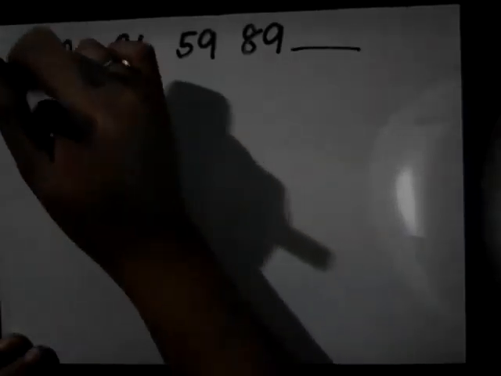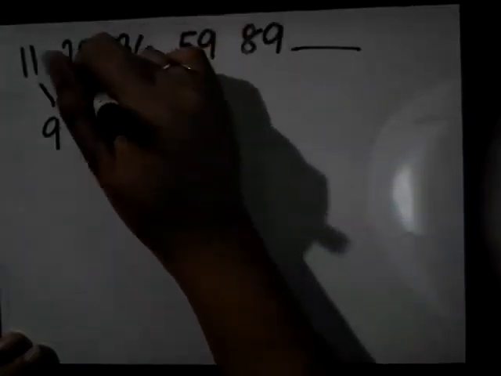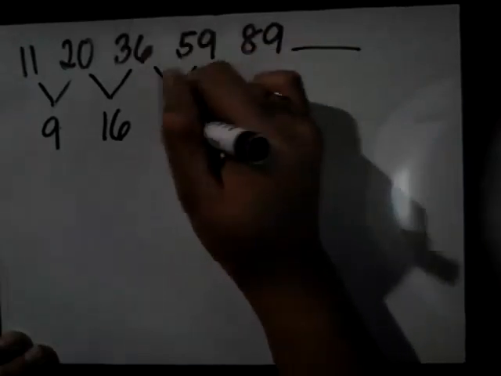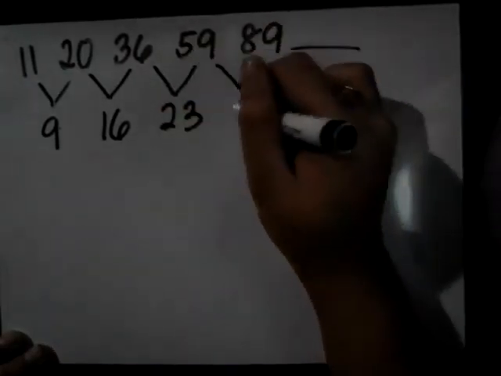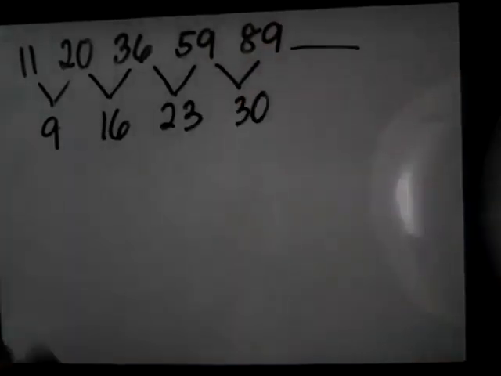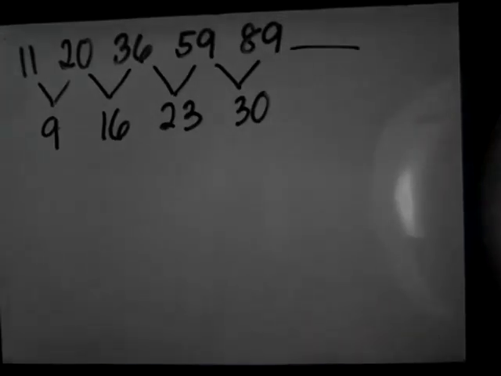So 20 minus 11, the answer is 9. 36 minus 20, the answer is 16. 59 minus 36, the answer is 23. And 89 minus 59, the answer is 30. As we can see, the numbers are still not equal, so we need to find the second differences.